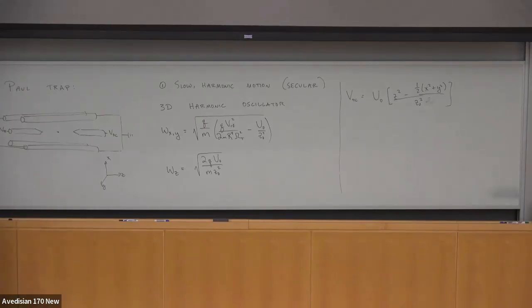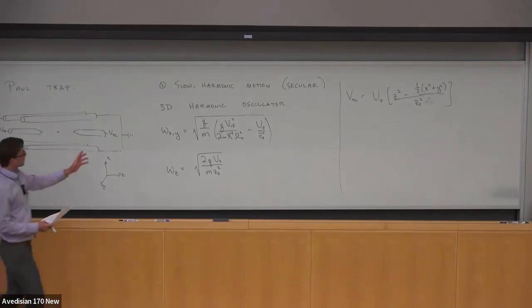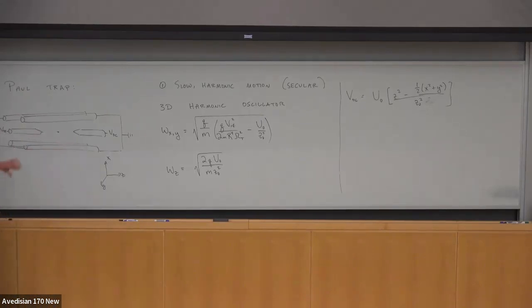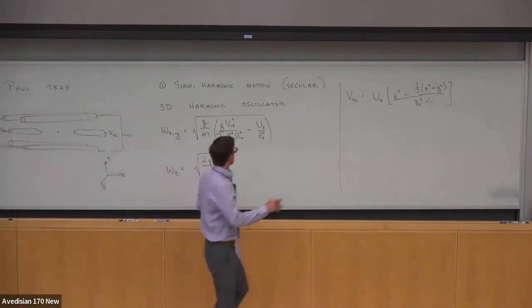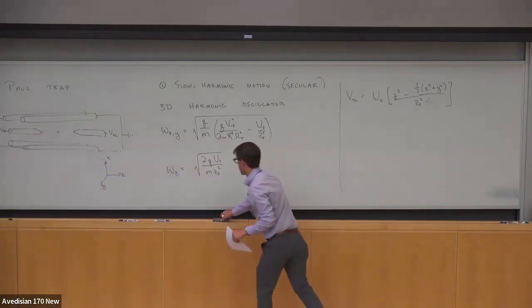Thanks. All right, fantastic. Okay, so we've got these three-dimensional harmonic oscillators. We oscillate in the x and y direction, we oscillate in the z direction. Okay, so this is the first motion that I wanted to talk about.